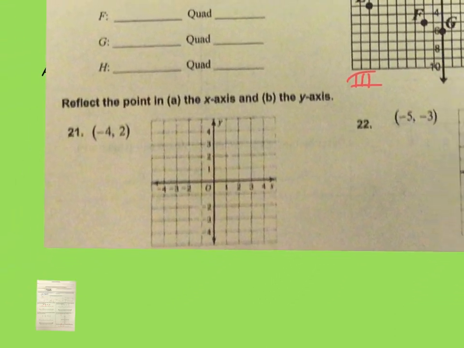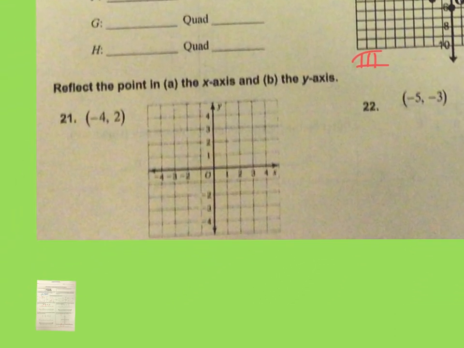And then it wants us to reflect the point in the x-axis and the y-axis. So there's really 3 steps to this. The first step is to graph this point right here. So we're going -4, up 2. There's my original point. And I'm going to use different colors to represent this. So you can see that the x-axis is right there, and you can see that the y-axis is right there.